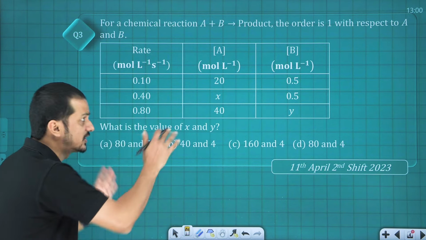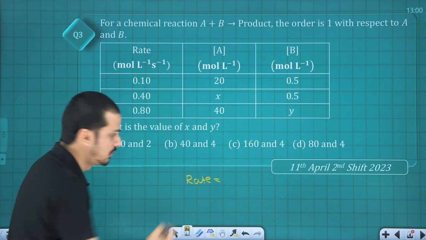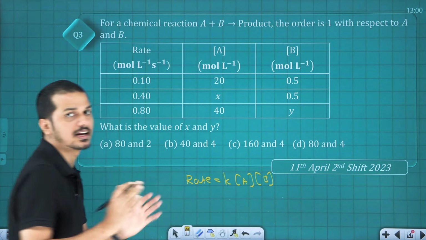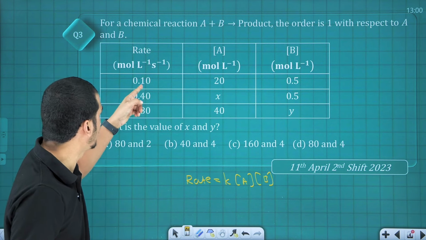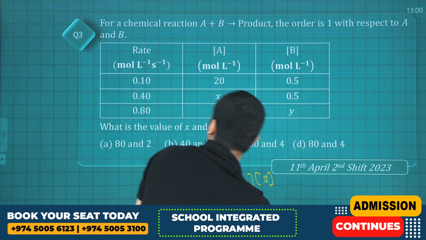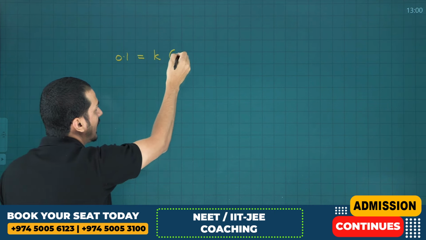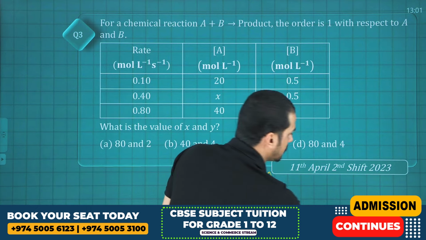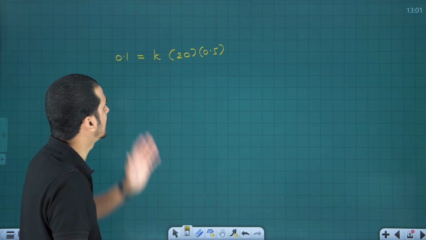Since the order with respect to A and B is 1, I can write the rate is equal to K into concentration of A raised to 1, B raised to 1. I can substitute the conditions. In the first condition, the rate is equal to 0.1, when A is 20 and B is 0.5. So 0.1 equal to K into 20 into 0.5, each raised to 1. I can easily write it like that.